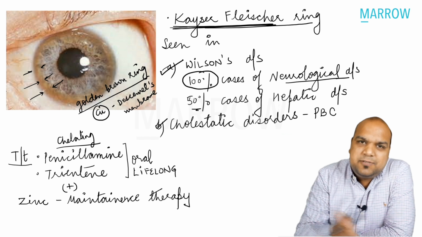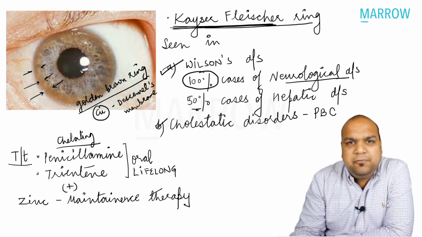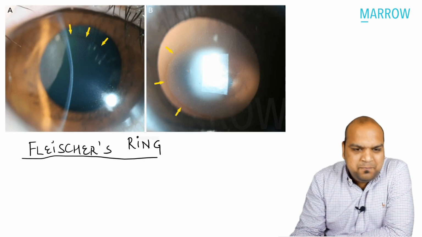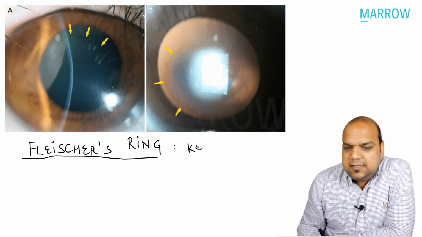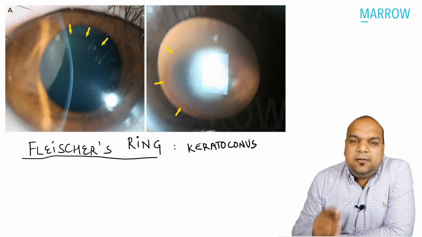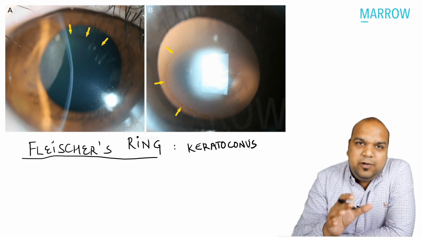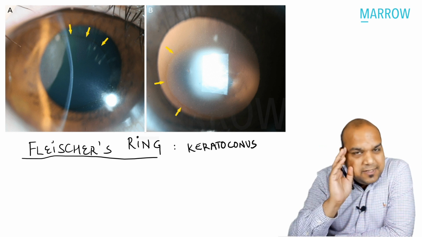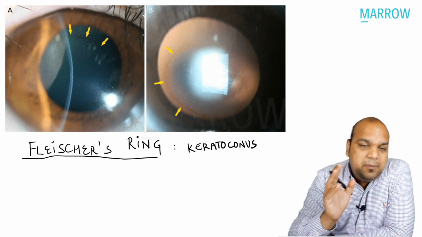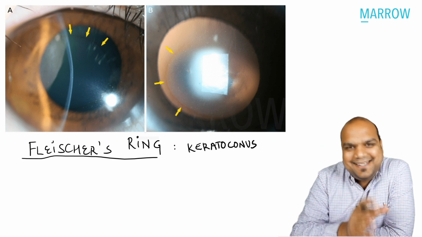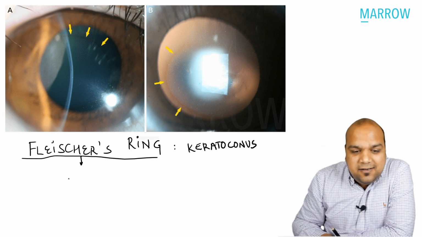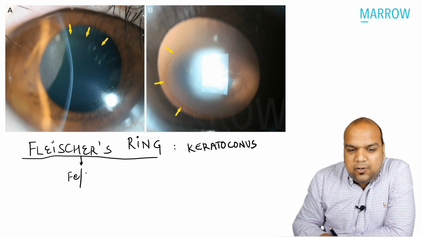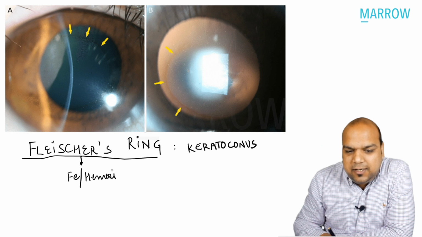Okay, everybody. So some salient features about KF ring, please do remember them. Very, very important question about Wilson's disease. Now, this is Fleischer's ring. As I said, Fleischer's ring is something which is seen in keratoconus. Point number one, this is a confounding term because whenever we hear Fleischer's, we straight away think of Kayser-Fleischer and Wilson's. But we have to focus on the word Kayser. Kayser is important, right? So what is Fleischer's ring? Fleischer's ring is the ring of iron, or to be more precise, hemosiderin deposition.